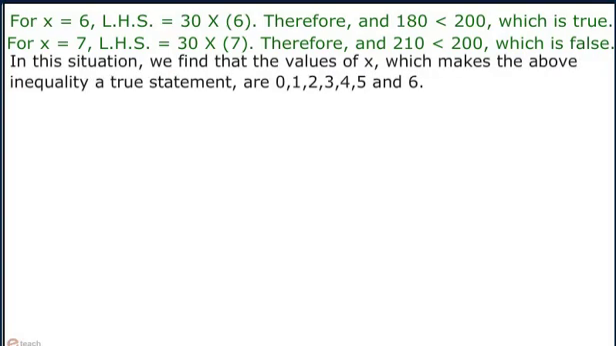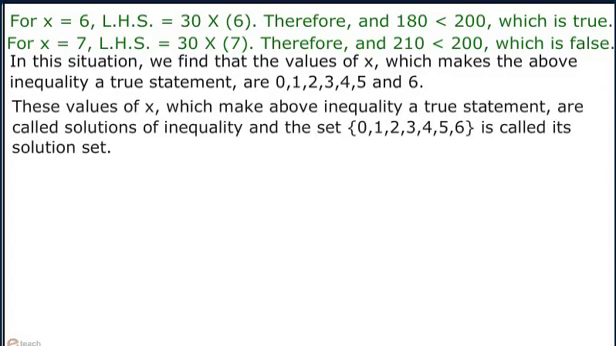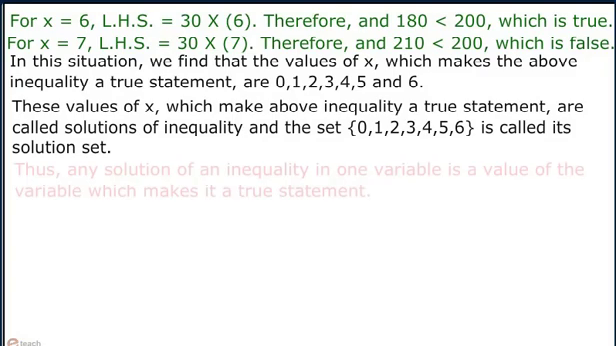In this situation, we find that the values of x which make the above inequality a true statement are 0, 1, 2, 3, 4, 5, and 6. These values of x, which make the above inequality a true statement, are called solutions of the inequality, and the set {0, 1, 2, 3, 4, 5, 6} is called its solution set.